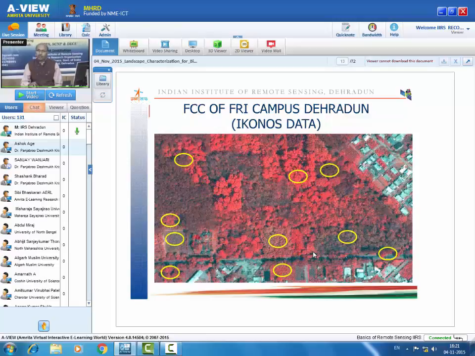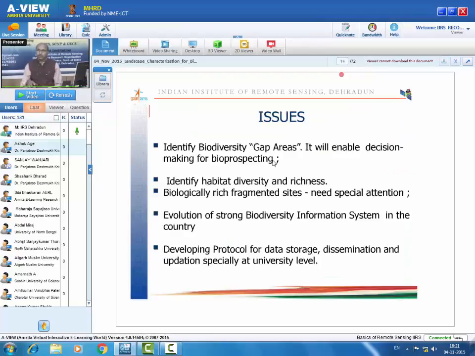And if you look at this, this is the campus of the FRI building in Dehradun, but within this very small area, you have different types of forest, different types of plants. What I am trying to say is that once you have this kind of data, it is possible for us to classify, and once we can classify, we can map them. We know the area, we know the species composition, we know the structure of these forest types, and then we can take an appropriate decision.